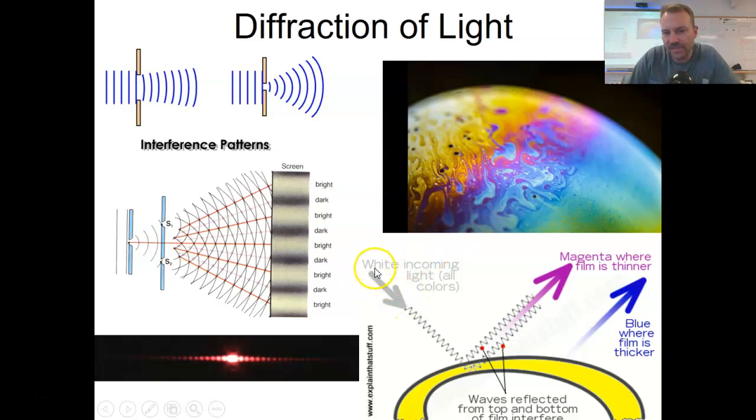So when light is incident on the surface, some of the light will reflect off the top surface. Some of the light will transmit through, reflect off that change in medium, and then bounce out. And then these two waves are going to interfere with each other. And so you have this ability to see the thickness of the bubble at different spots, because the light is interfering with itself as it reflects off the different thicknesses of the film.